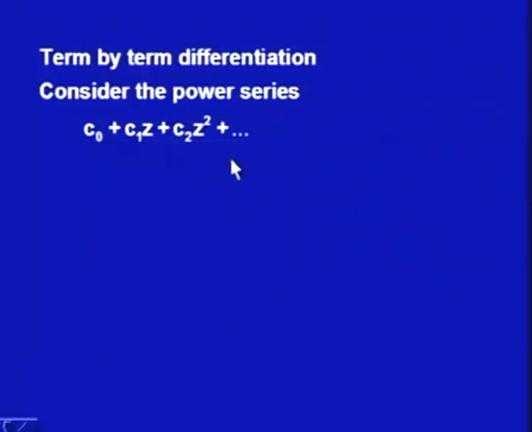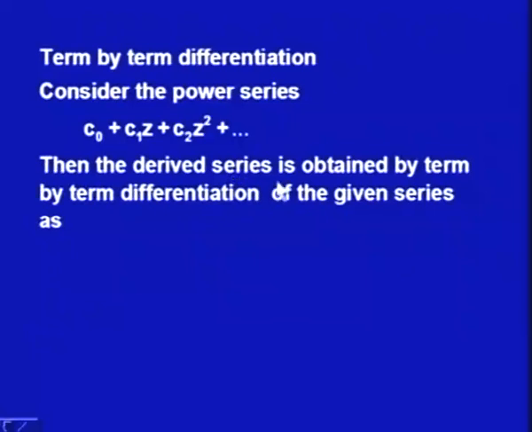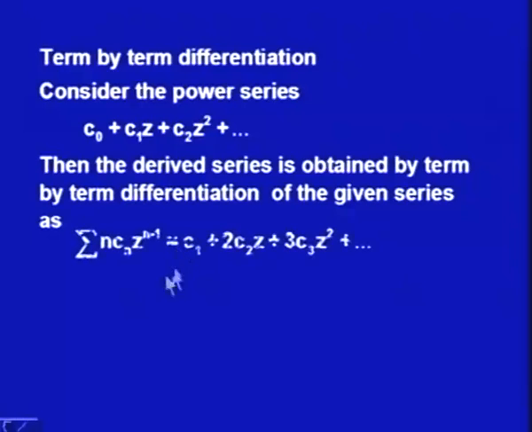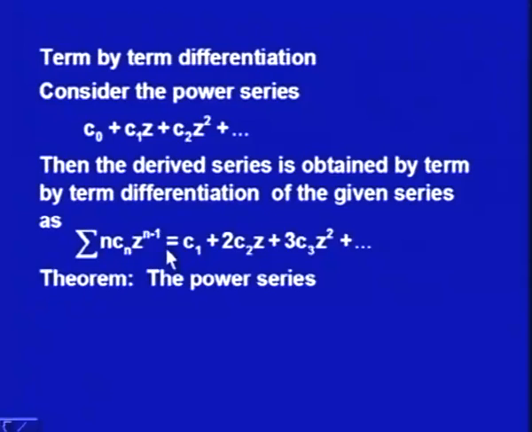There is one more result, again we are not giving the proof of the theorem, and according to this, if we have a power series C naught plus C 1 z plus C 2 z square, then the derived series which is obtained by term by term differentiation of the given series is as follows. If we differentiate this term by term, then it is C 1 plus twice C 2 z plus thrice C 3 z square and so on, or we can write it in the compressed form as this, then this is a power series for the function f dash z.